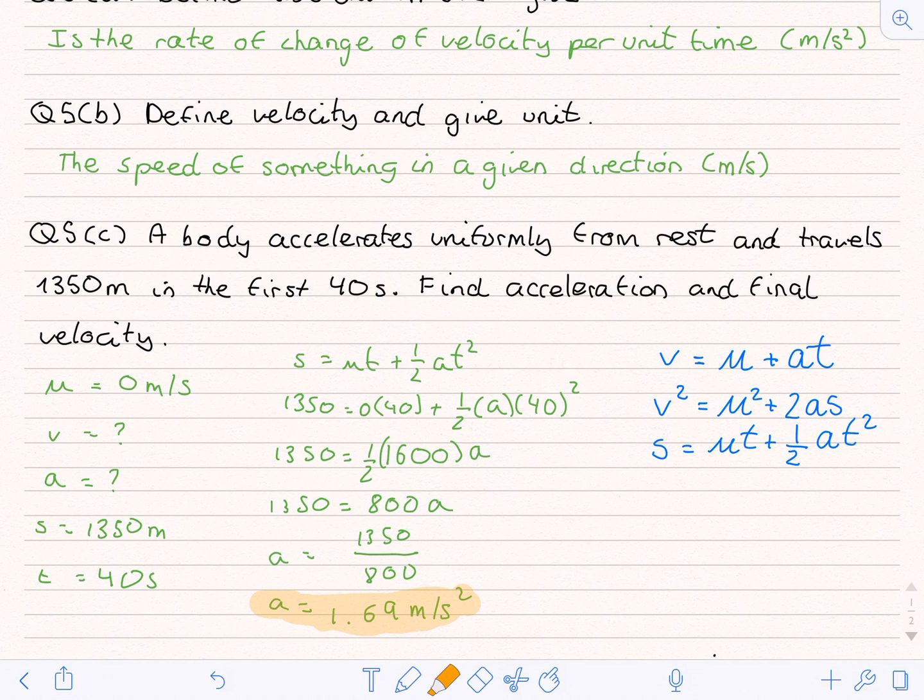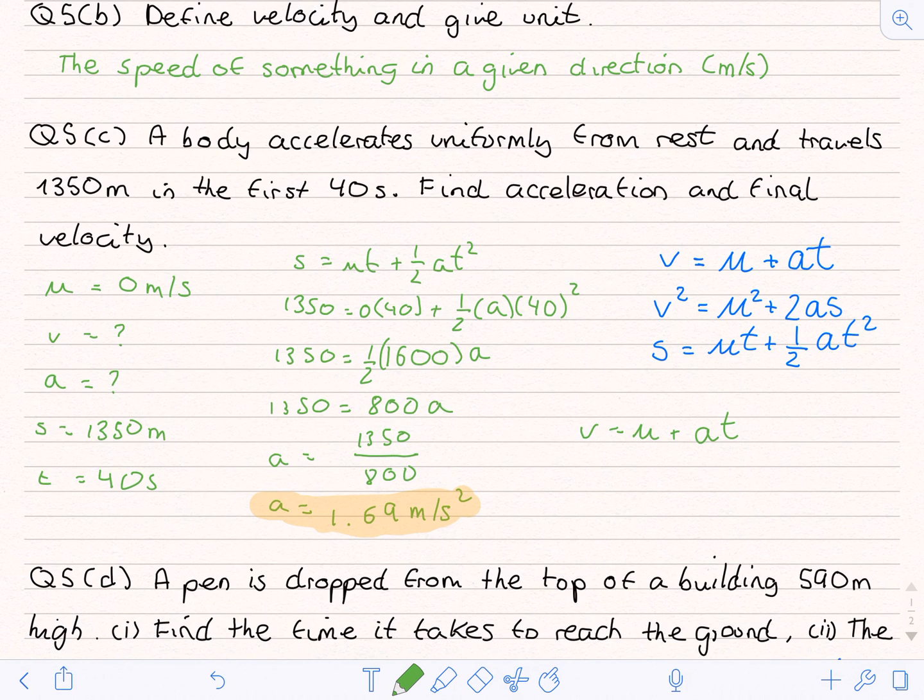Now we can go ahead and use another formula using acceleration. Again, if you don't really know what I'm doing, you can just stop the video and go to the ones I made before. They're on my channel. There's loads of them. Just find acceleration videos on my channel and you'll understand why I'm doing this.